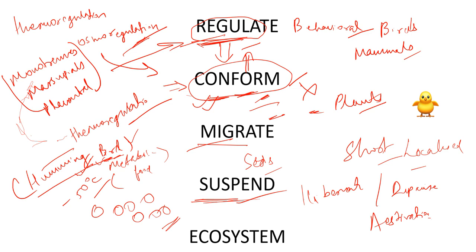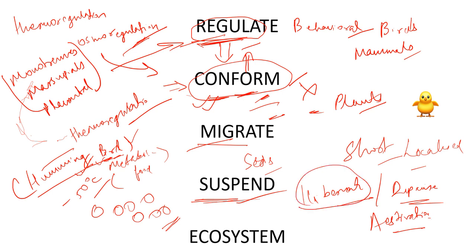So what is happening? These thick walled spores, these seeds, are actually reducing the metabolic activity. What is happening in hibernation? What is happening in estivation? What is happening in diapause? Actually, the metabolic activity is decreasing. For example, what is happening in hibernation? We're going to look at it.